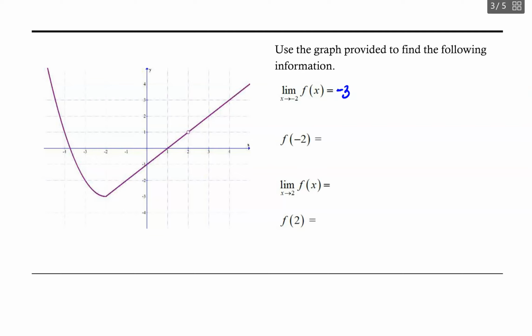Next, we're asked to find f of -2. So here's -2 on my x-axis, and I'm looking for that corresponding function value. And it appears that function value does exist, and that the y value, or the function value, is -3.